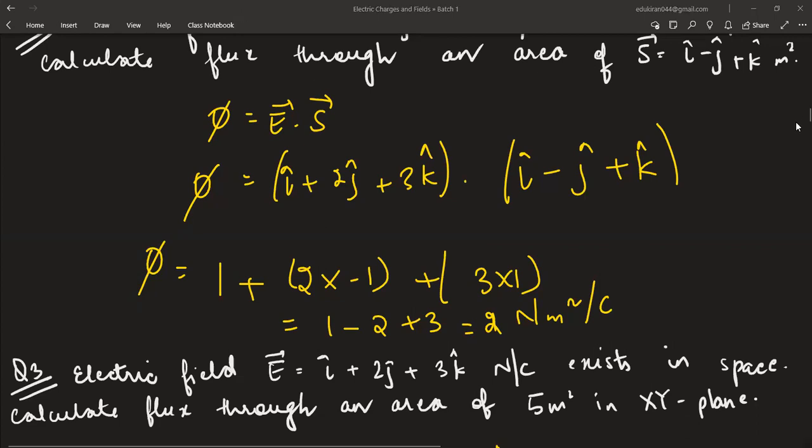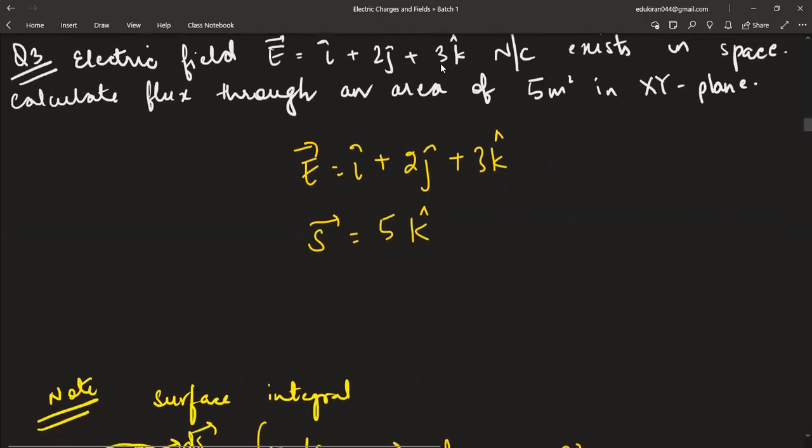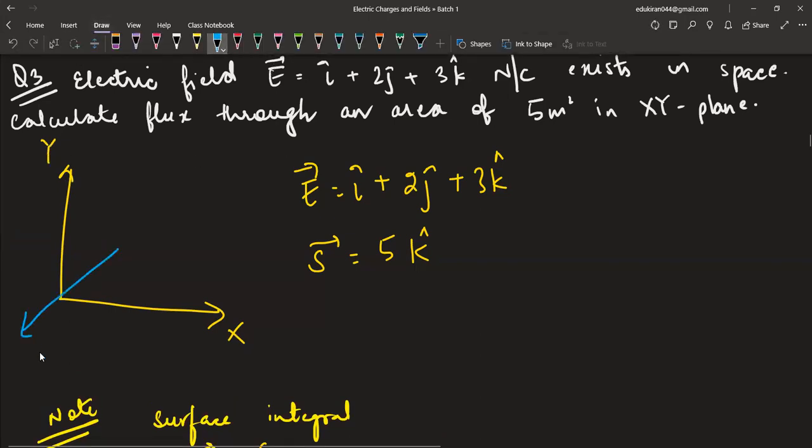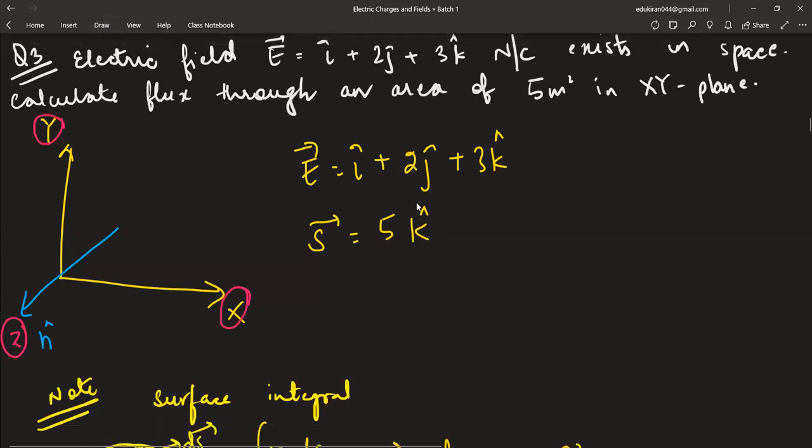See class, in the next question, we have the information about the electric field, right? But we have no information about the area. This is just written as 5 meters square. So how will we write the Cartesian form? The best thing is that, see, it is written in the XY plane. So we draw the area vector perpendicular. First is the x-axis, second is the y-axis, and third is our z-axis. So that's why we have written it as k cap.